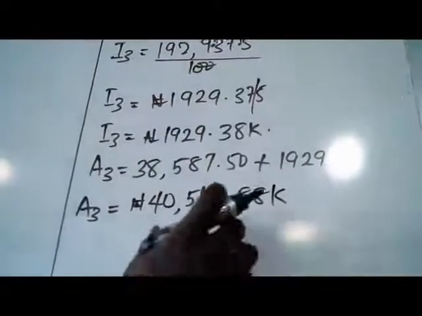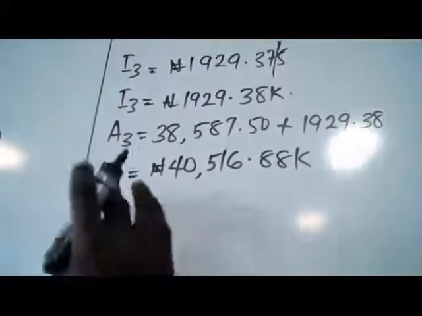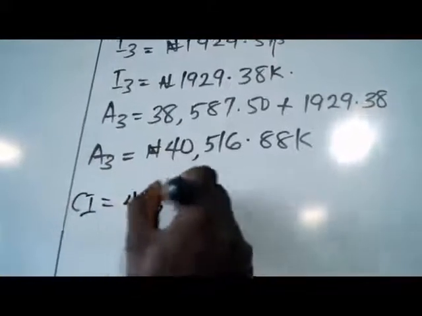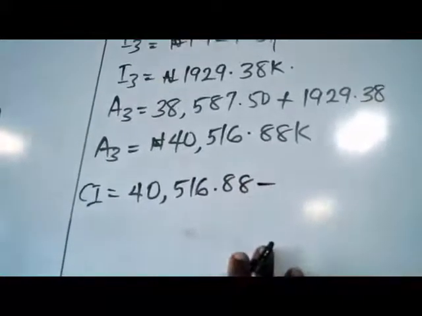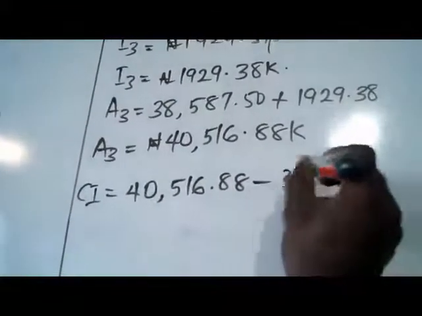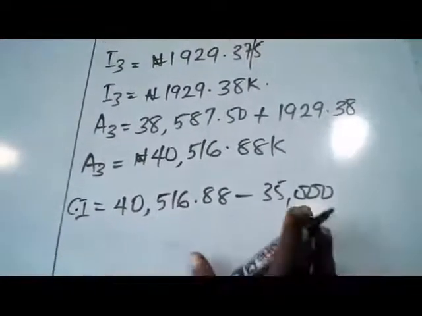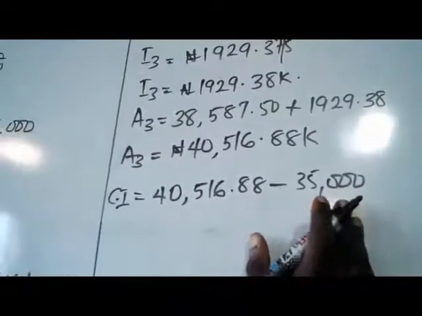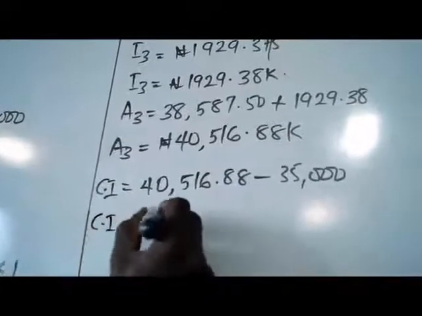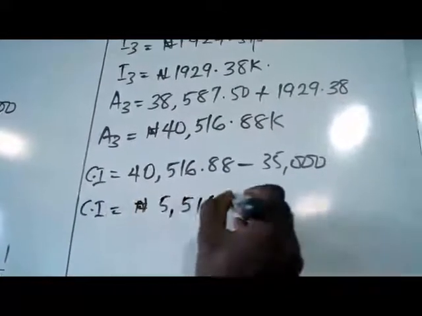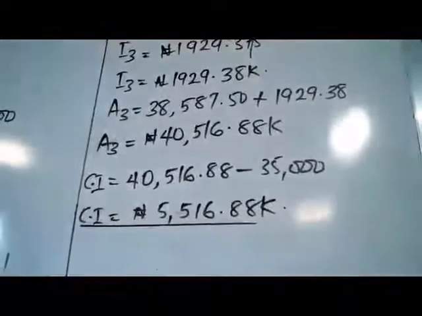Now, my compound interest is into this amount. So to bring it out, it will be the amount at the end of year 3, which is 40,516 naira 88 kobo, minus the principal at the very beginning, which is 35,000, right? Because I'm at the point of bringing out my compound interest. So that's why I'm referring to the principal at the beginning of the question, right? So with this one, you will have a total of 5,516 naira 88 kobo.